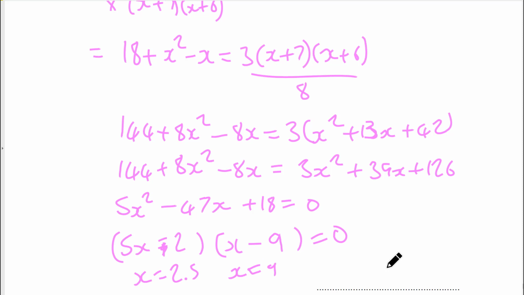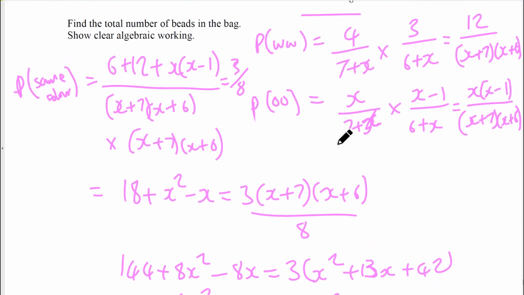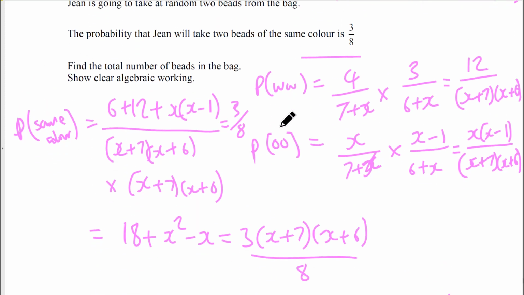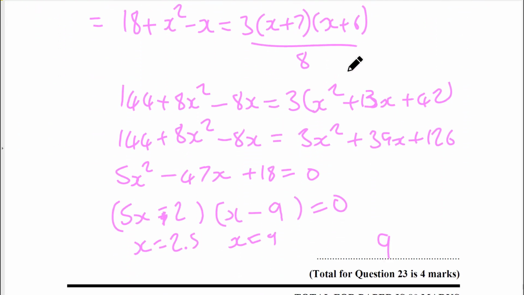x got to be a whole number. So the answer is 9. Let's see what the question is asking us. Find the total number of beads in the bag. Yeah, so there's 9 beads in the bag, it's only 2 orange beads. And that is done. Lots of method marks to be gained here, and we're finished.